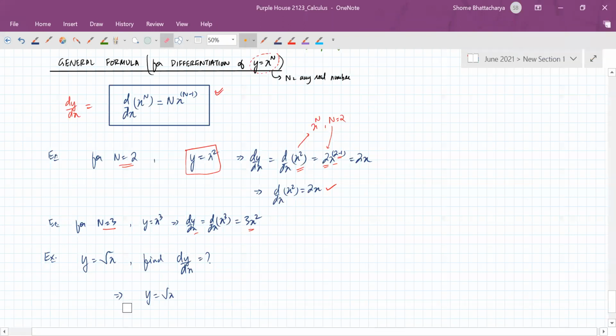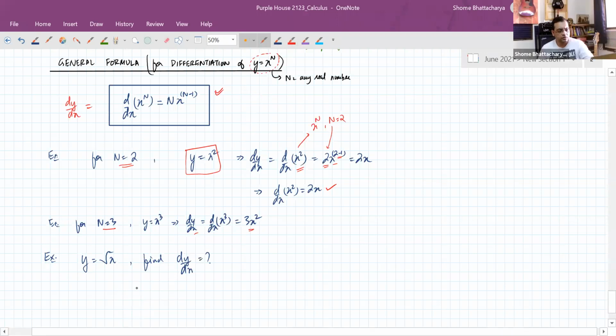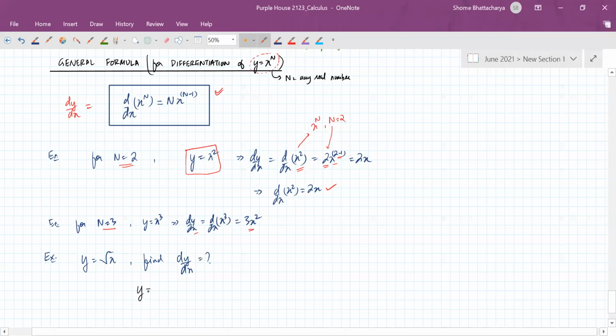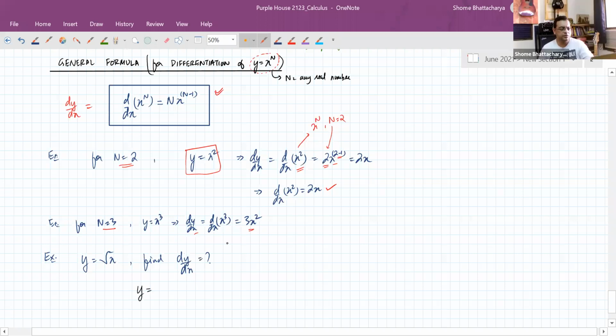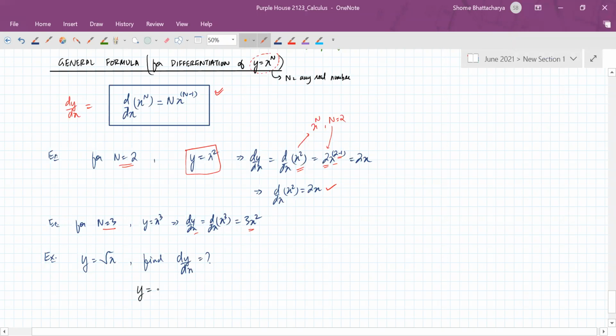Sir, in the previous example where n is equal to 3, at the end 3x square is a result of 3x raised to 3 minus 1, right? Yes, exactly. This operation has been applied. So that was figured out.